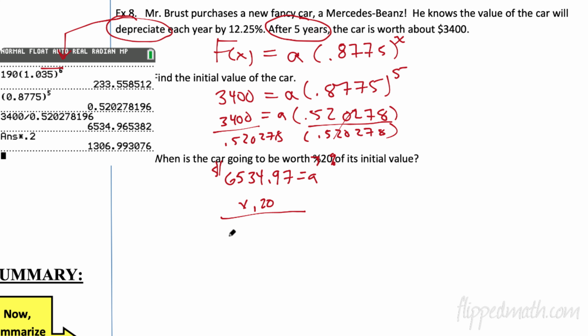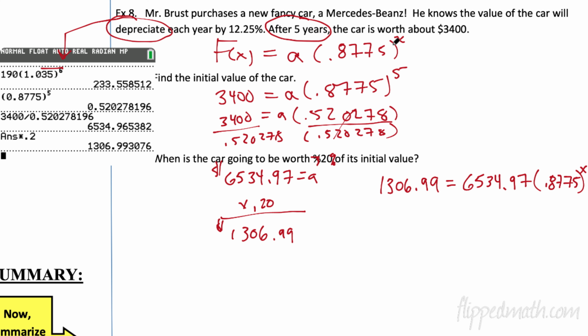So that's going to tell me 1,306.99. Okay, 1,306.99 dollars. We want to know when this function will equal that. So I'm going to plug into that function. So 1,306.99 is going to equal A, which we figured out right here. So we're going to use that number times B, we know B is 0.8775, and that's raised to the x power.